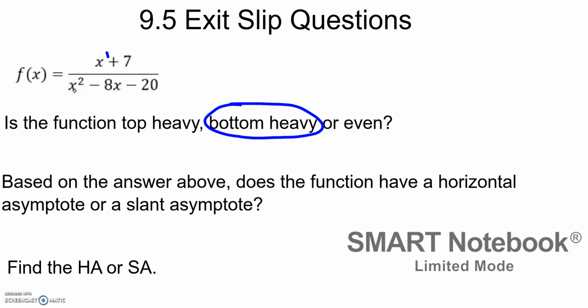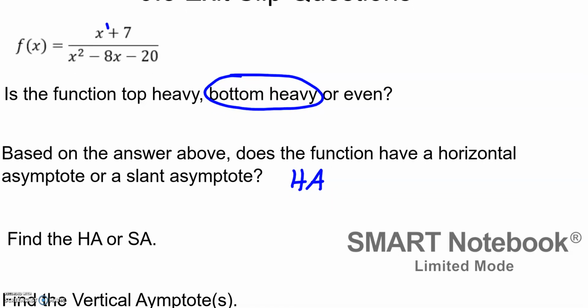Based on the answer above, does the function have a horizontal asymptote or a slant? Well, bottom heavy leads to a horizontal asymptote. So I know I have a horizontal asymptote. And now I want you to find the actual answer to the horizontal asymptote. And if it's horizontal, it's always in the form y equals something.